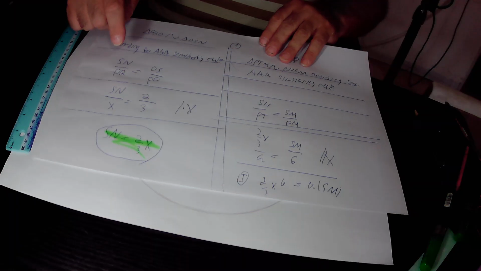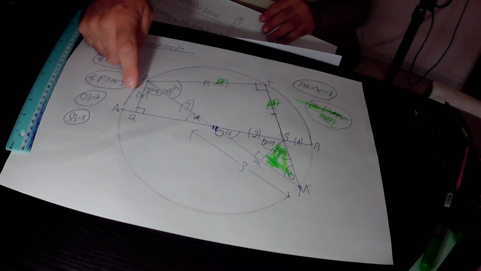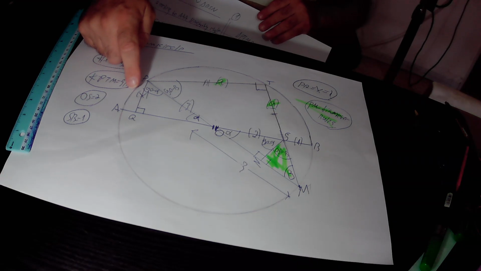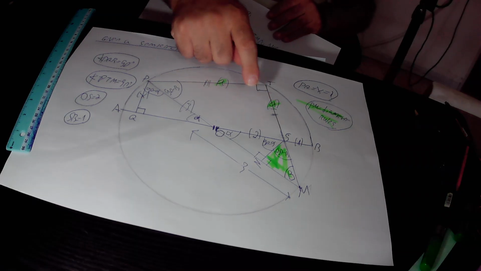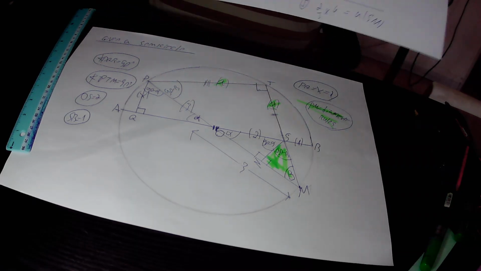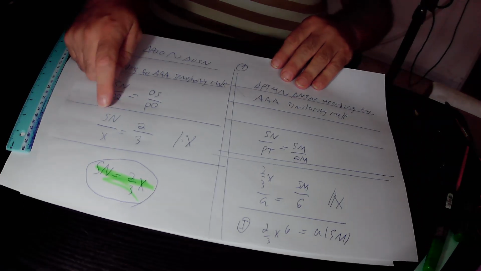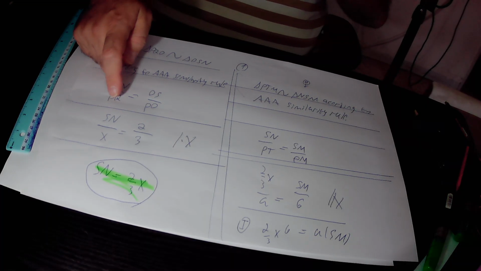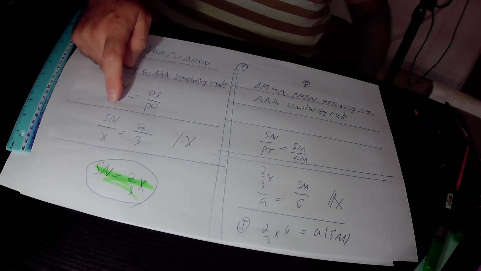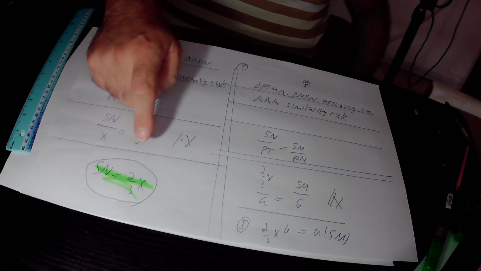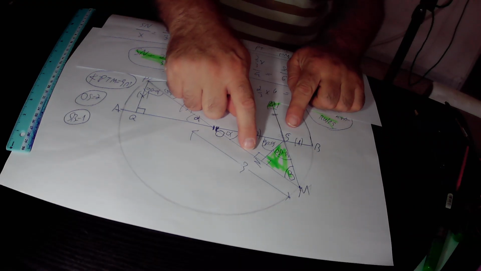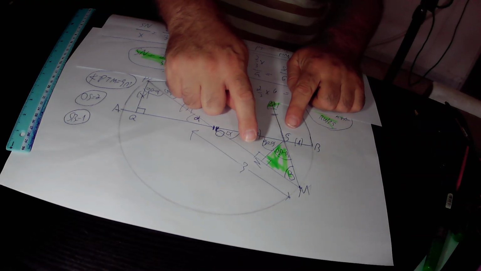SN is the missing side, so we leave it as it is. PQ is the line segment that we are looking for in this question, and it is equal to x. We have to find out the value of x. OS is 2 and PO is 3. So in total we find that SN over x equals 2/3. Here we multiply this equation by x and finally find out that SN equals 2/3 x. This is the missing side SN, that equals 2/3 x.